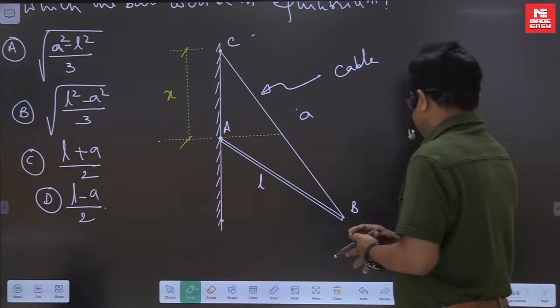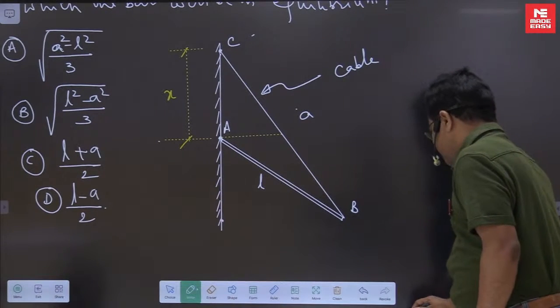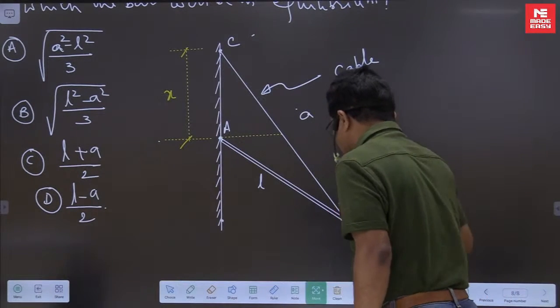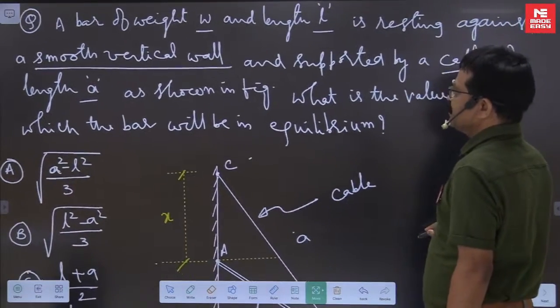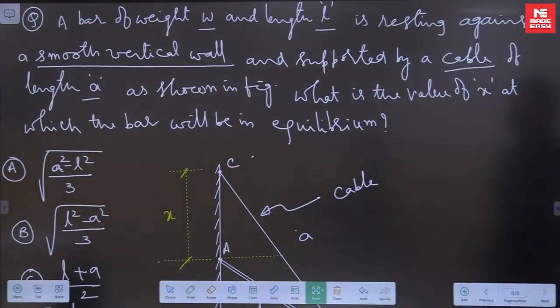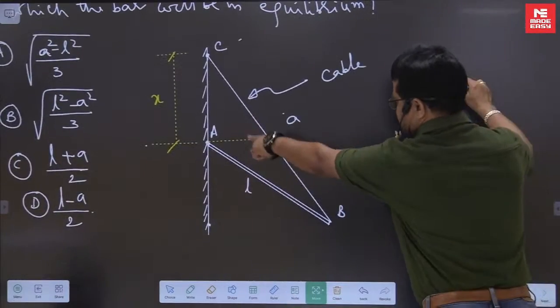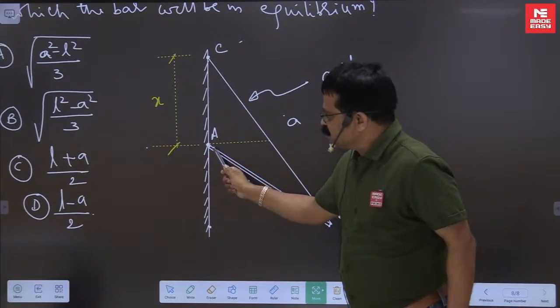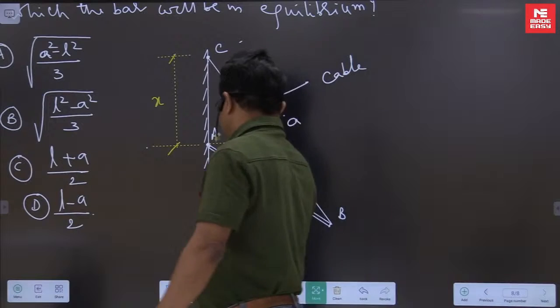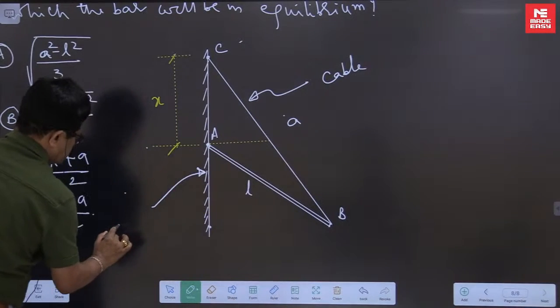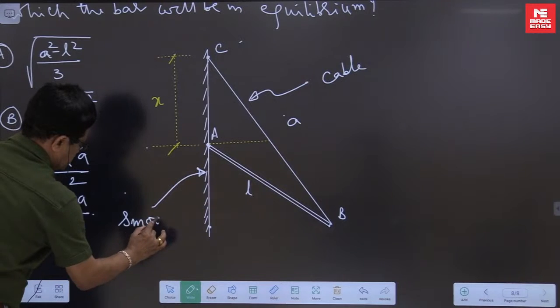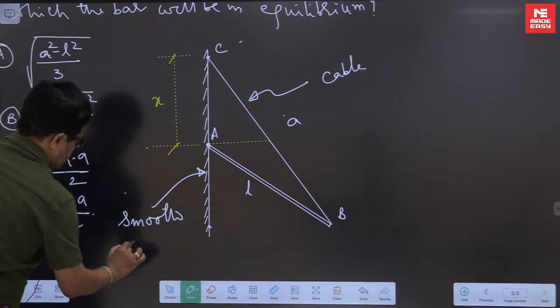The problems that we have written, somehow we couldn't find them again. So this is our problem. We have a bar of weight W. This AB bar is there. It is a smooth vertical wall. It is simply resting on that.